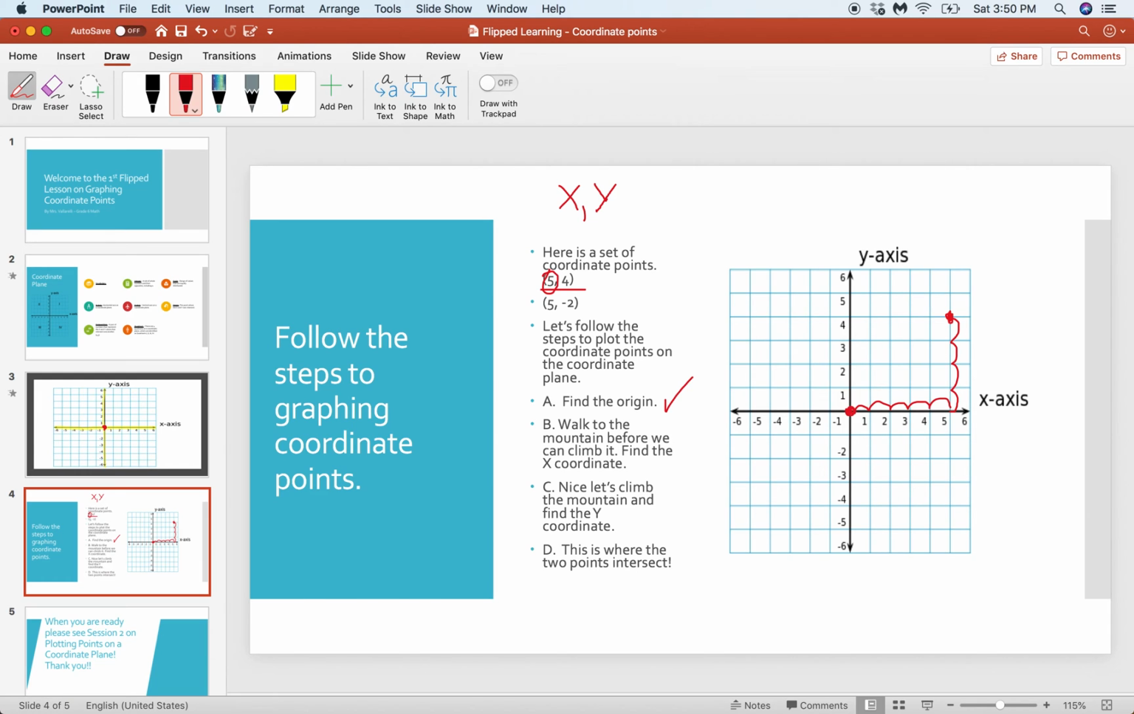Now let's go to our second set of coordinate points. The first value is 5. So we're going to start here at our origin. I'm going to erase this so we can plot the next one, but only this time I'm not going to draw this out. I'm going to change colors here. We're going to start with our x value, which is 5, at our origin, and I'm going to count over 5 again. 1, 2, 3, 4, 5.